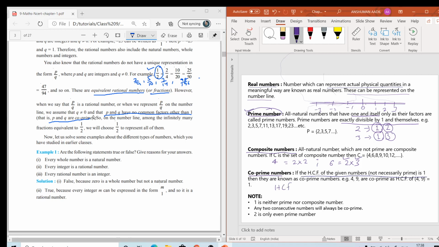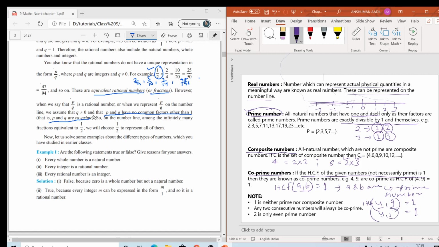So if the HCF of a pair of numbers, that is A and B, is 1, then A and B are co-prime numbers. And one more thing, that this A and B need not be prime. Like we can take 4 and 9. Here 4 is not a prime number, 9 is also not a prime number. But when we take the HCF, we are going to get 1. Also we can take 4 and 5. Here 4 is not a prime number, 5 is a prime number, but we are going to get an HCF of 1.